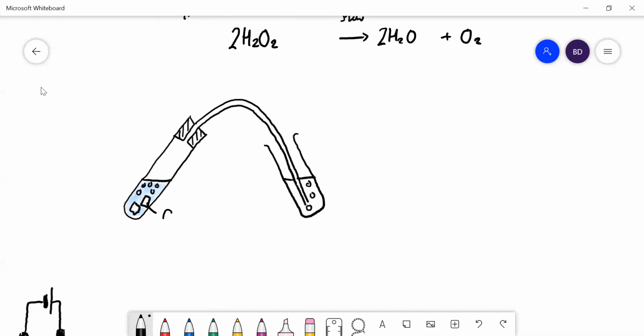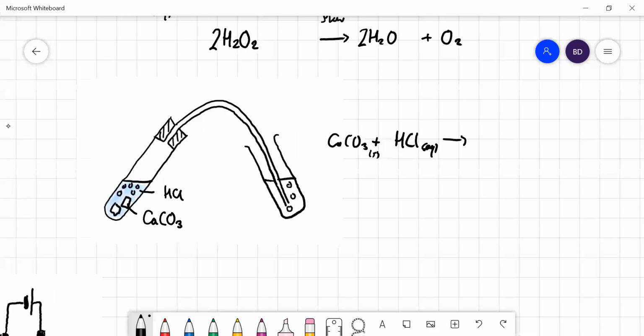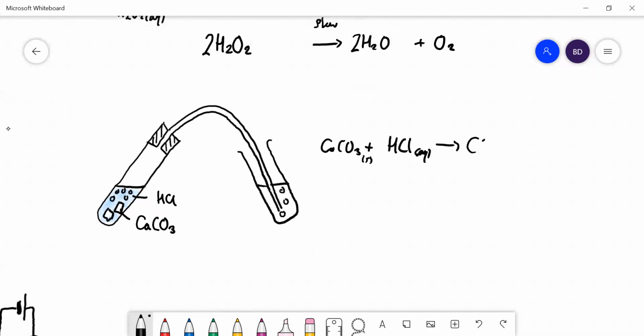So what I've got in here is some calcium carbonate, and this is in hydrochloric acid. An acid and a carbonate is going to give you carbon dioxide, and it will give you a salt and water. So if we look at that one, we've got calcium carbonate plus HCl, solid, it's going to give us CO2, and it's going to give us the salt, and the salt is going to be calcium chloride.